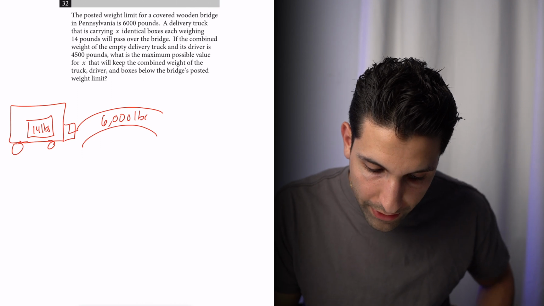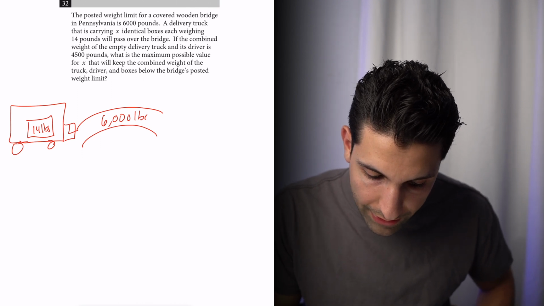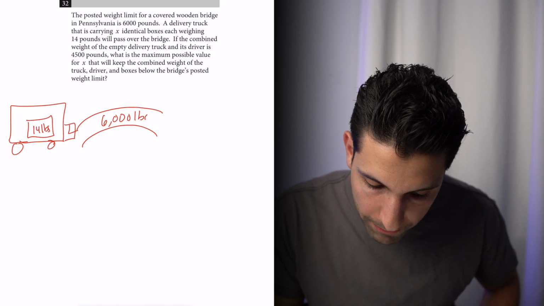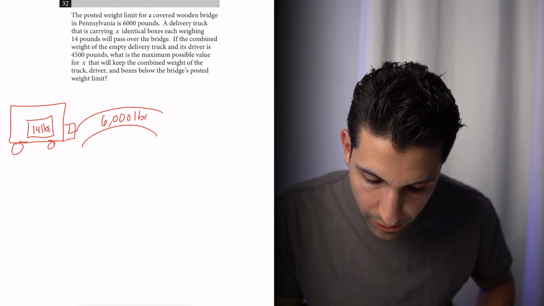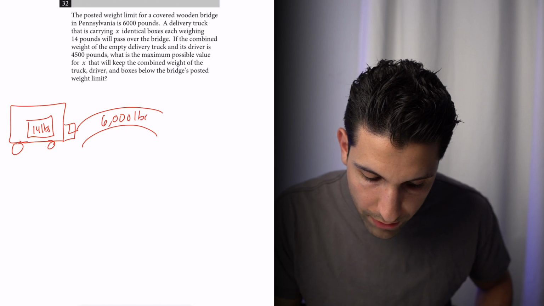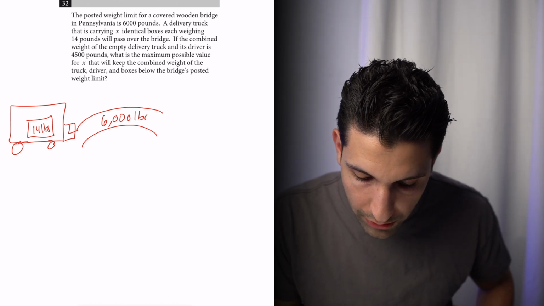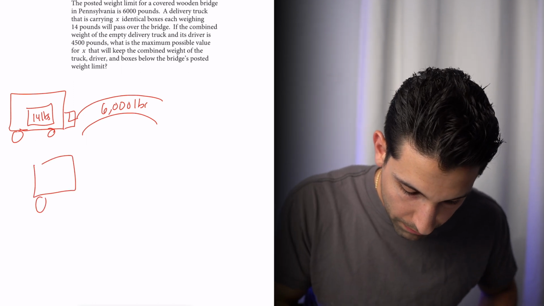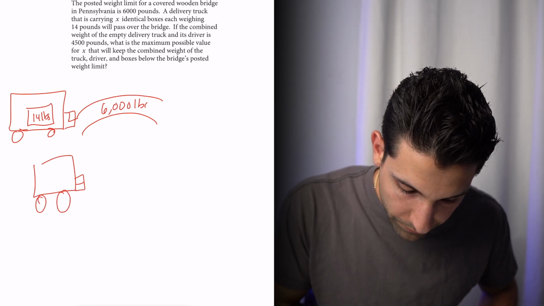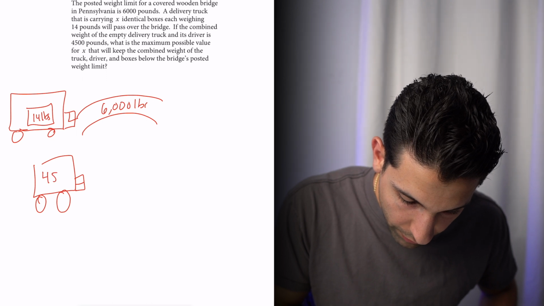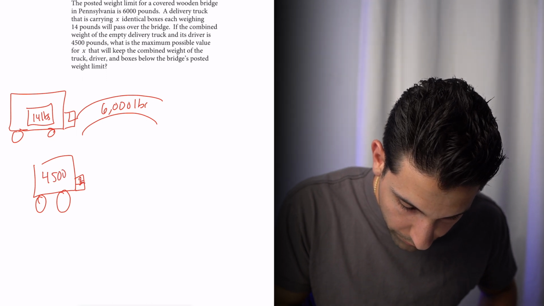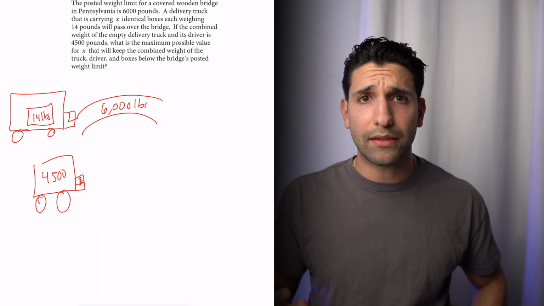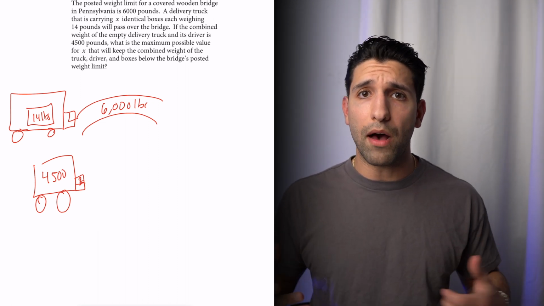If the combined weight of the empty delivery truck and its driver is 4,500 pounds, what is the maximum possible value for X that will keep the combined weight of the truck driver and boxes below the bridge's posted weight limit? So I know that an empty truck by itself is going to be 4,500 pounds with a little driver in there, okay? 4,500 pounds. And I don't know how many boxes are in the truck yet. I just know that one box is 14 pounds.